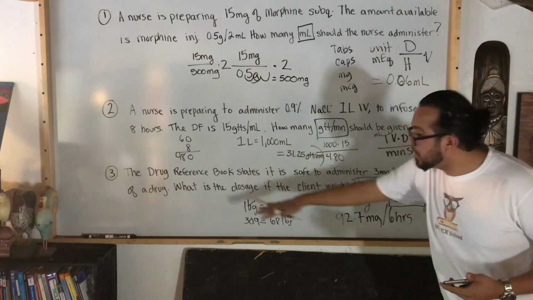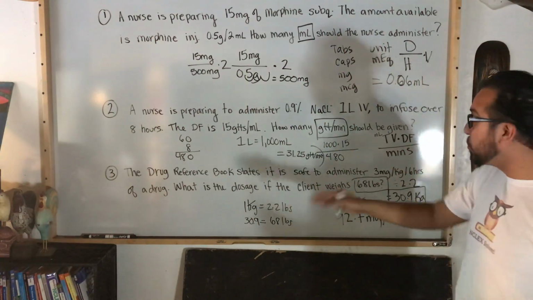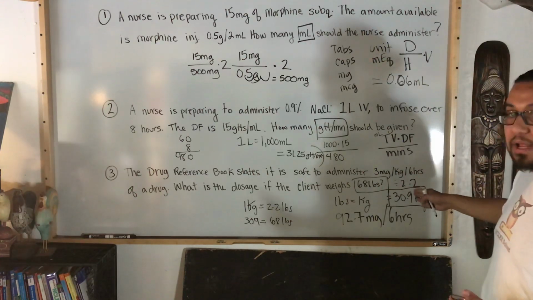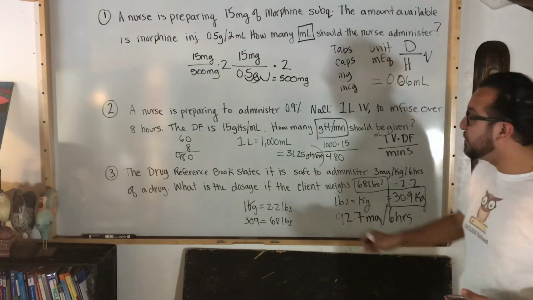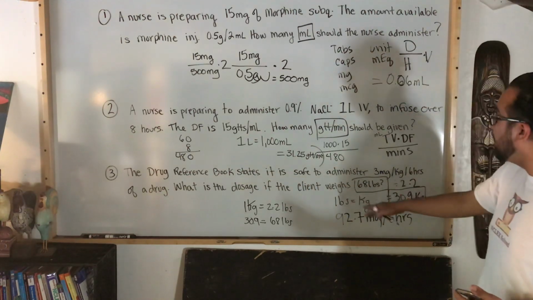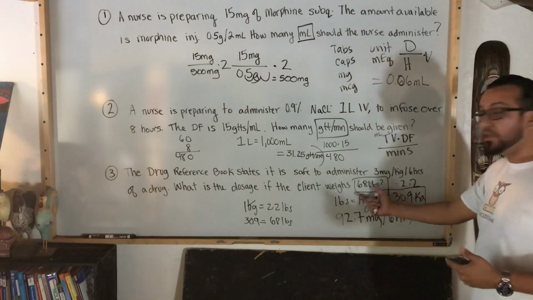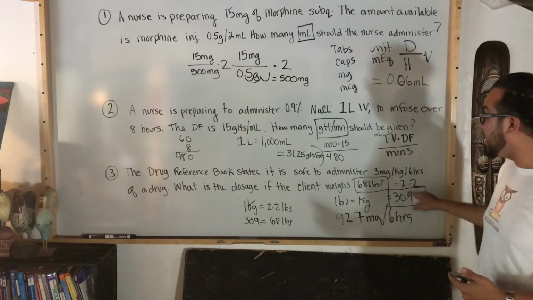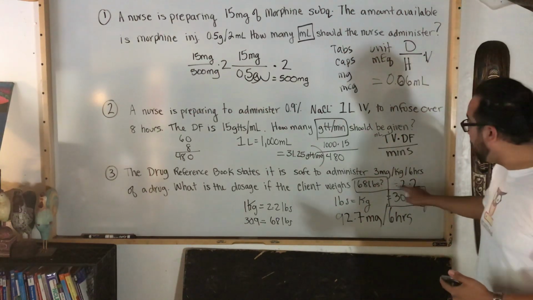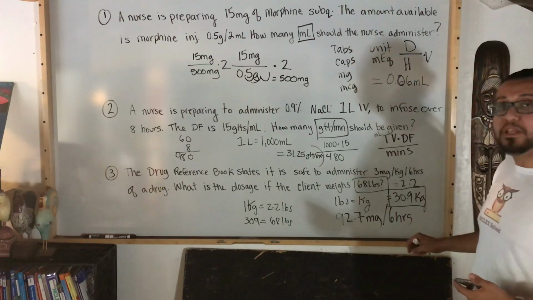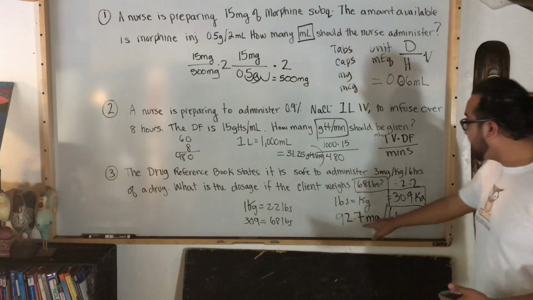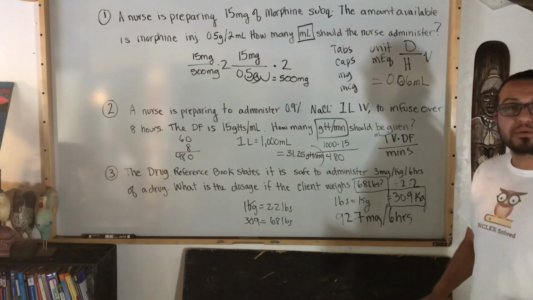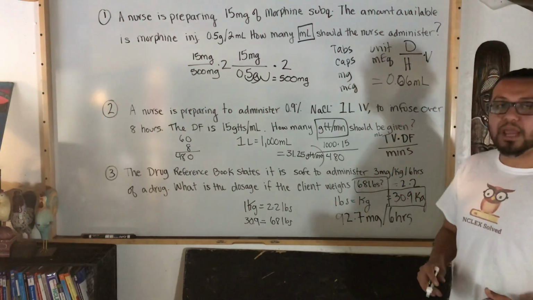So in computing this problem, I'm going to read it again. The drug reference book states it's safe to administer 3 milligrams for every kilogram every 6 hours of a drug. What is a dosage if the client weighs 68 pounds? Well, we did the conversion. You divide by 2.2, it gives you 30.9 kilograms. That equals 68 pounds. And then you multiply the kilograms by the milligrams that it's safe to give. And it gives us 92.7 milligrams every 6 hours. And that's how you compute these dosage calculations, guys.